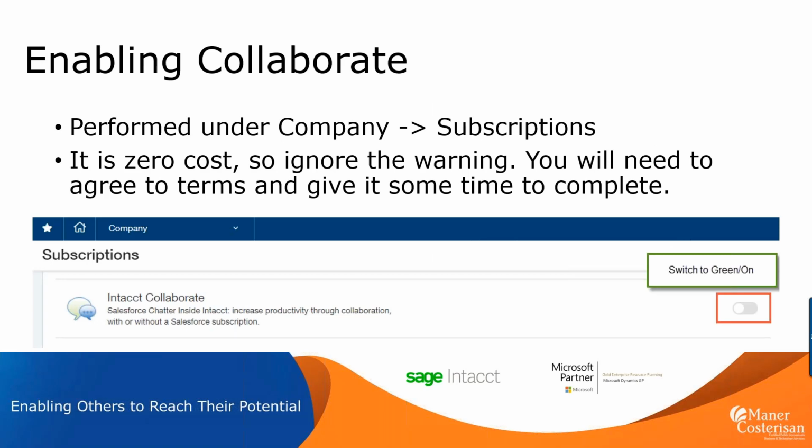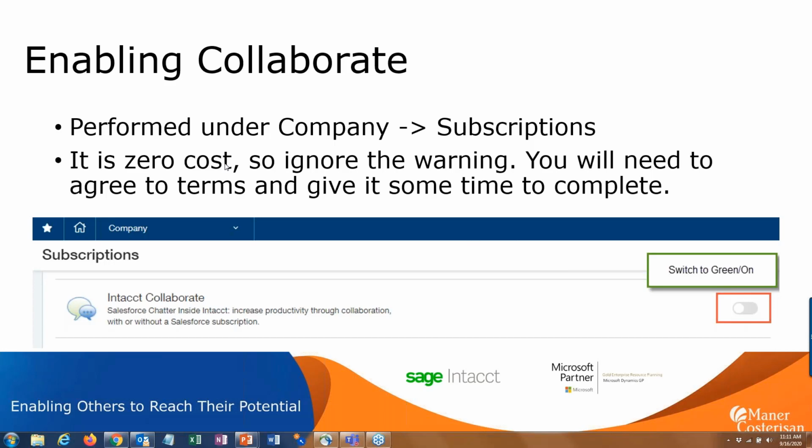So we're not going to be walking through enabling Collaborate on the demo because we already have it enabled. But it is performed under company, under subscriptions. As such, you do need to be a system administrator to enable it. So the row to enable it looks like this. It's going to say Intacct Collaborate, and you need to switch on that little slider up to the right to the on position.